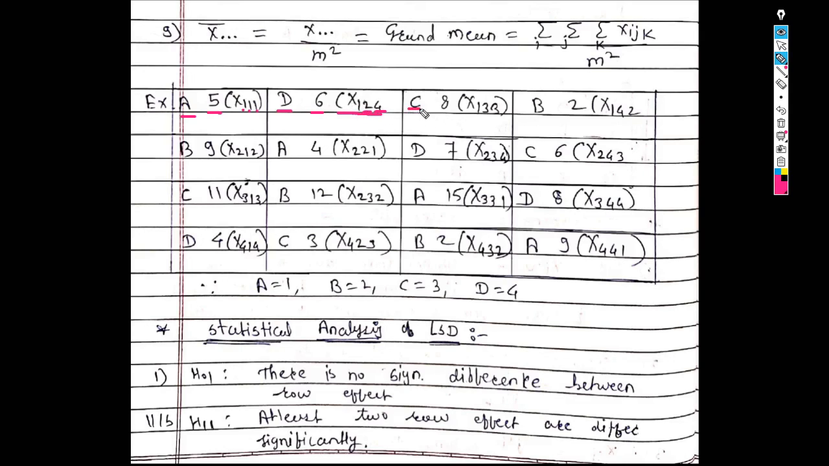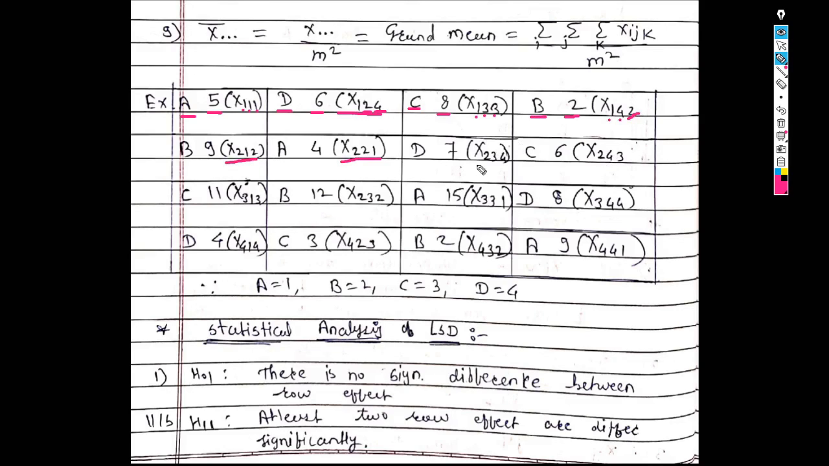Here we assign treatment C. The observation is 8 and it is denoted by x_133, because we have first row, third column and third treatment, that is C. Here we also assign treatment B. Our observation is 2, so it is denoted by x_142, since we have first row, fourth column, and B is the second treatment. So we denote it by x_142.